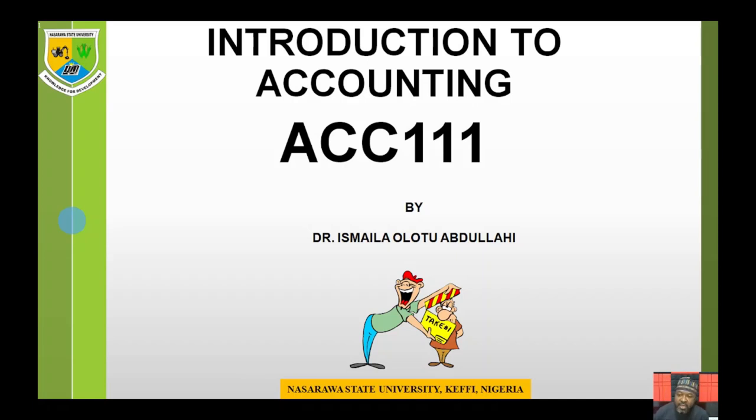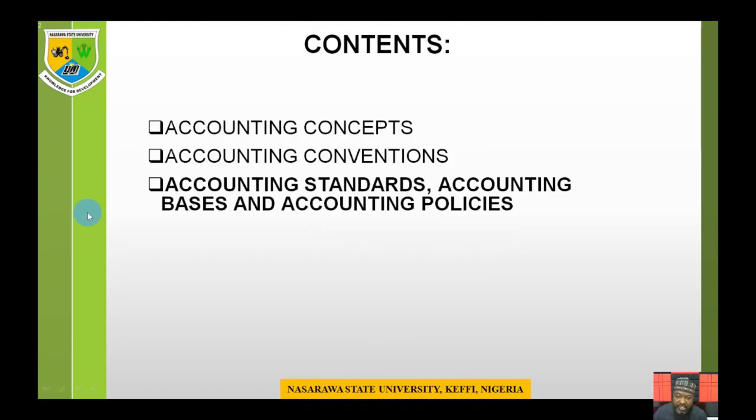ACC111. In the last interaction, we were able to define what accounting is, explain the nature and scope of accounting. We also discussed the various roles accountants play in any economy. Today, in this interaction, we're focusing on other aspects. Remember, I told us that in our next discussion, we're looking at the principles underlying accounting and practice.